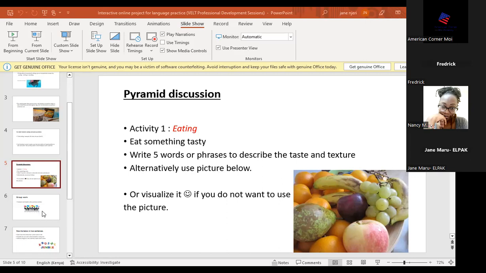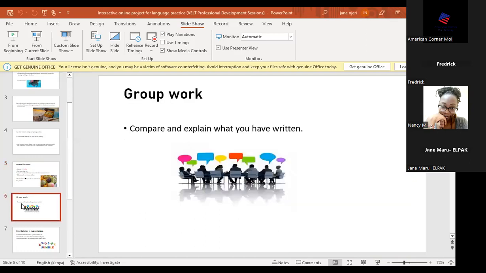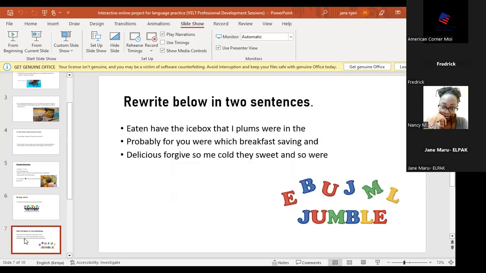So we have just discussed by comparing what all of us have eaten, and now we are going to move to the next activity. The next activity is to rewrite below in 2 sentences. These are jumbled words, and we want to make them into sensible sentences. So you can quickly type.